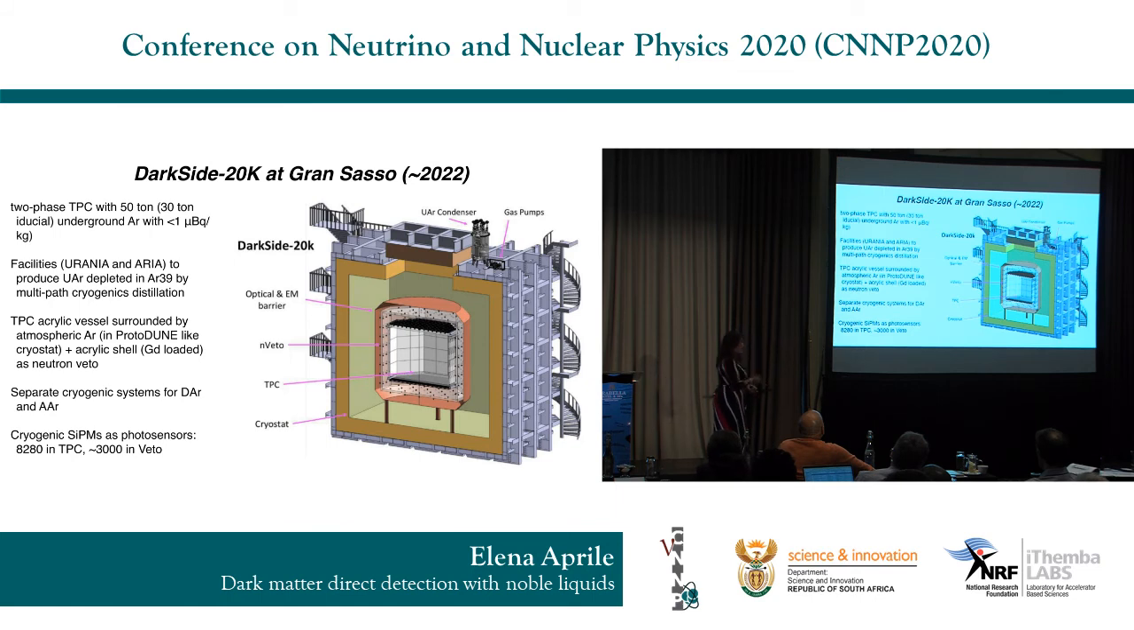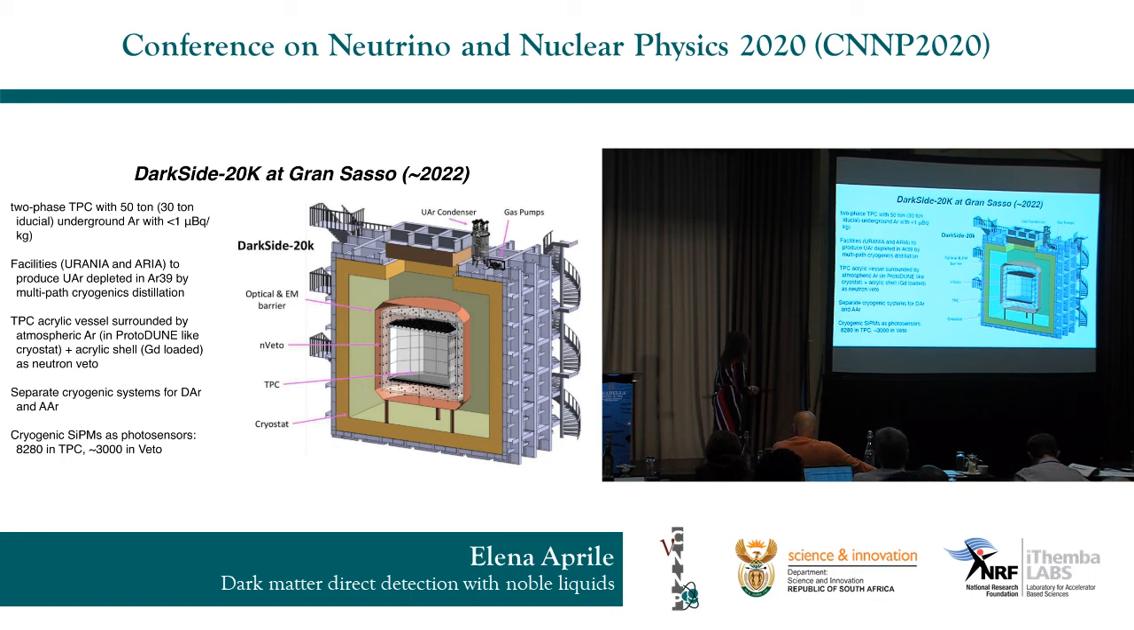We have DarkSide-20k at Gran Sasso, as was mentioned by Luciano yesterday and others maybe. So this is another noble liquid. It's a two-phase TPC with 50 ton of depleted argon, where the depleted argon has been proven already. This is a big structure at Gran Sasso, where you have this acrylic vessel, thanks to the legacy of DEAP-3600, this strong Canadian component in DarkSide. It will be an acrylic vessel surrounded by 600 ton of atmospheric argon as a veto, in addition to some gadolinium-loaded acrylic surrounding as neutron veto.